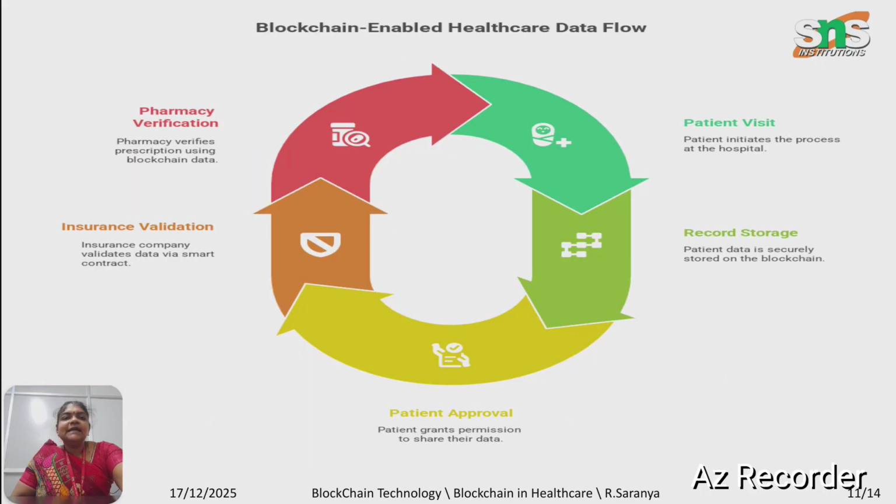This is the data flow when the blockchain is being executed. Once the patient visits, the record is stored. The record is then approved by the patient, who decides whether the record entered by the hospital is true or false. After that, insurance verification is done, then pharmacy verification, and then the patient leaves the hospital.